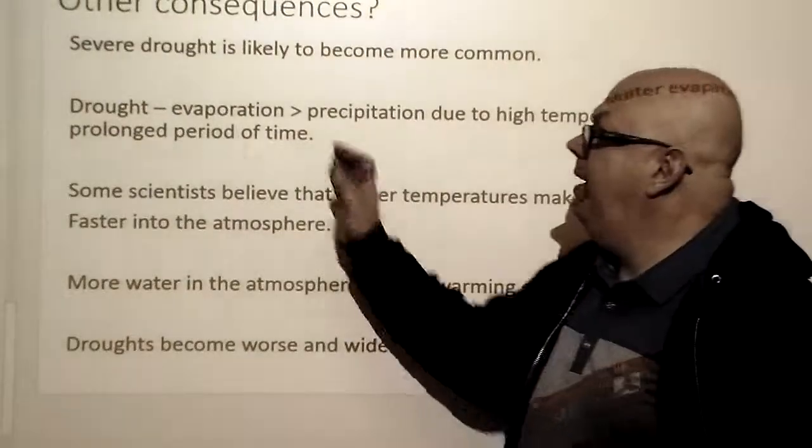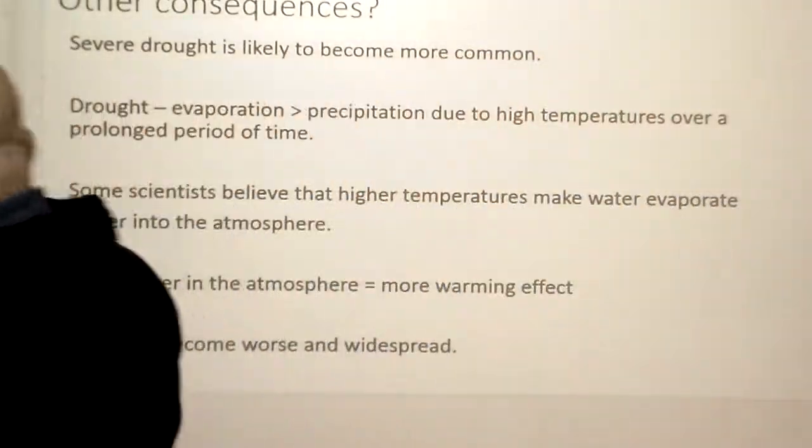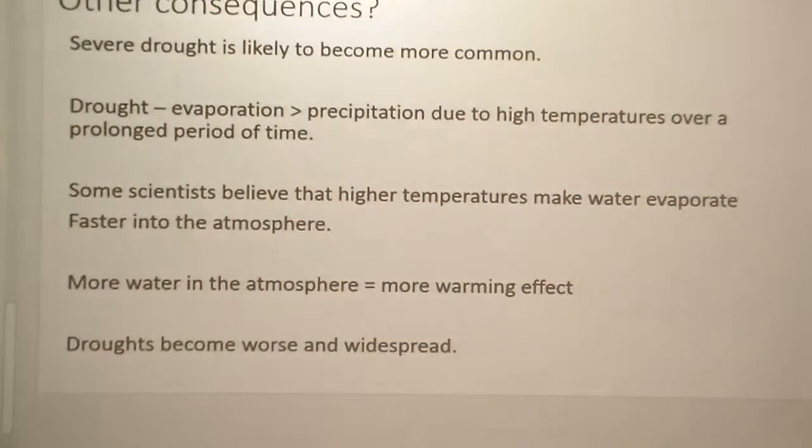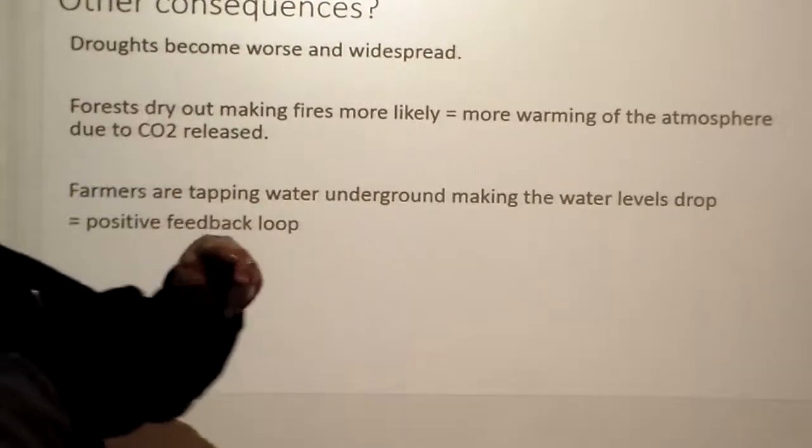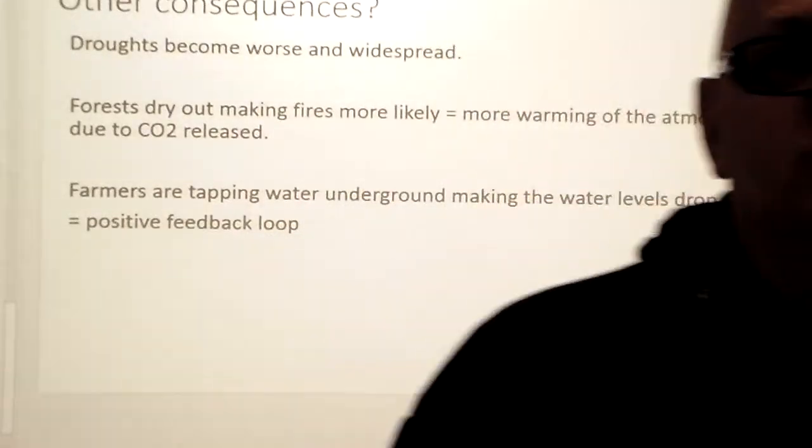Now, the problem about this is that droughts become worse, and they become more widespread. The other problem is, if you've got more droughts, then the likelihood of forest fires goes up.